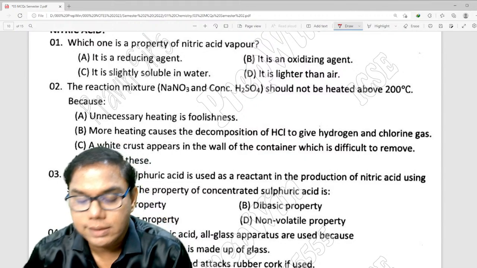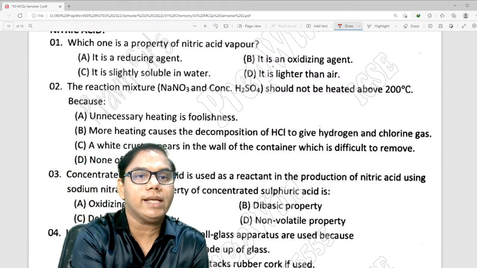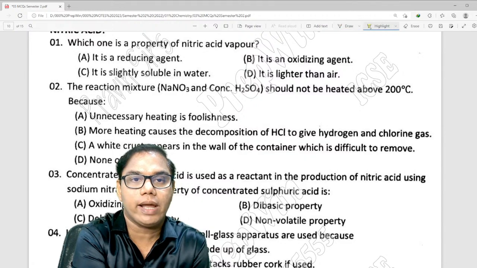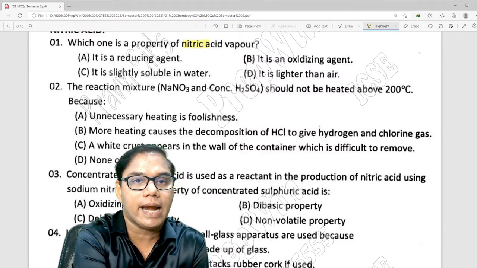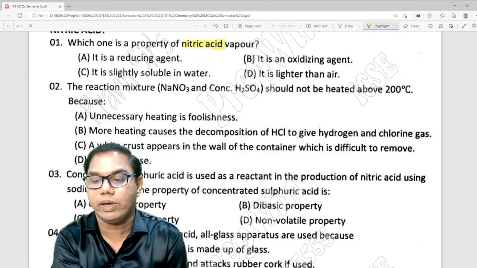First, what is the correct answer? Which one is the property of nitric acid? Okay, so we have moved into the chapter nitric acid. These are expected questions.